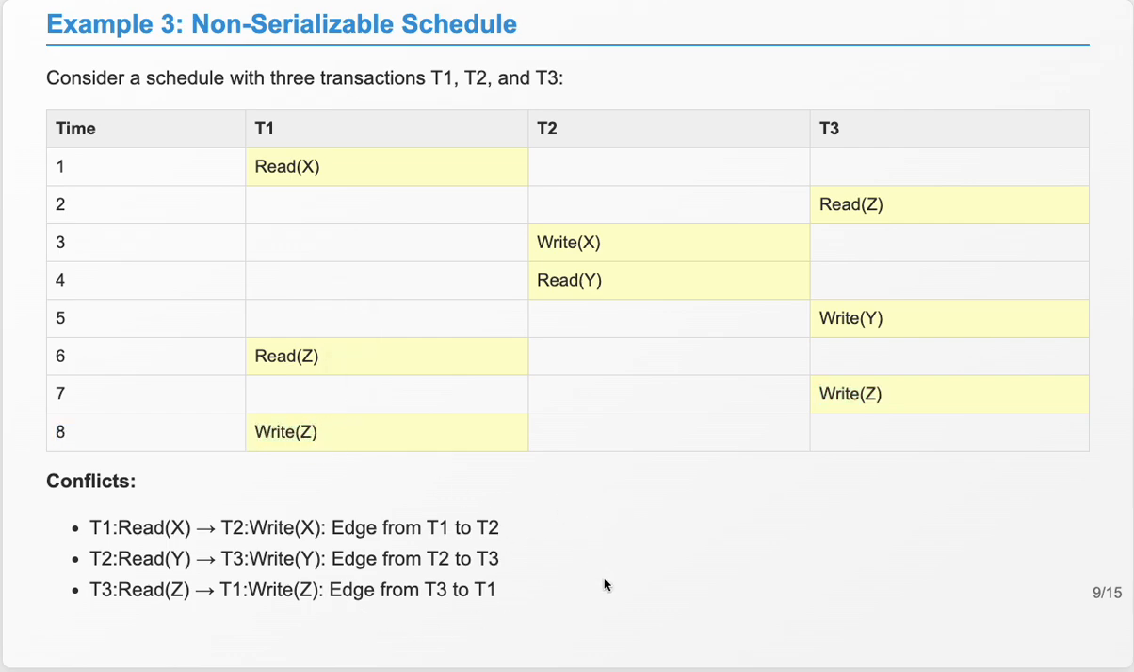These edges suggest a cycle. A cycle means the schedule may not be conflict serializable. We will confirm this with a precedence graph on the next slide.